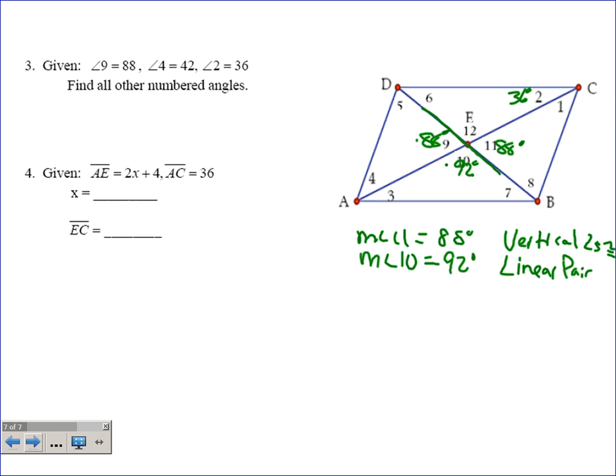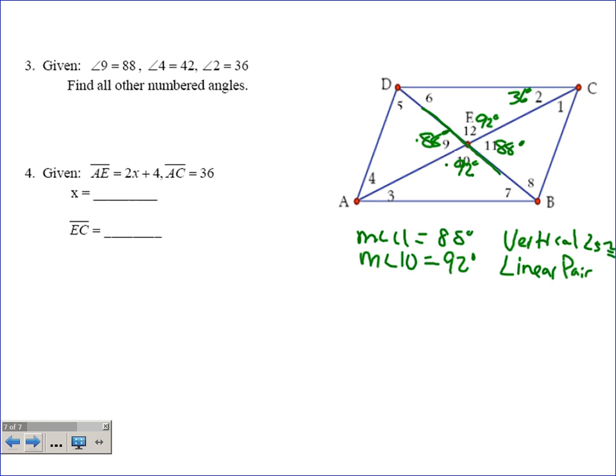Measure of angle 12. Please, Tyler. Would it be 92? 92. So I'll give you one reason why. There's many reasons why, but why? Because it would be a linear pair. Okay. With which one? So 12 is a linear pair with either.